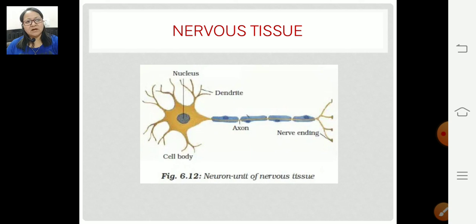In this way, it transmits the impulse from one place to another, and coordination between the nervous system and muscular system is very helpful to perform all the body functions of an organism. This is all about the animal tissues.